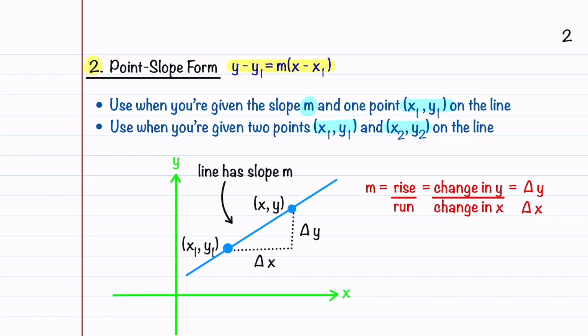Let's quickly see where this formula comes from. Let's say we're given 2 points on the line. The first point is (x, y), and the second point is (x1, y1). Our slope is equal to the change in y divided by the change in x, and that's equal to y − y1, all divided by x − x1. If we multiply both sides of this equation by x − x1 and flip the sides, we get the point-slope form equation y − y1 = m(x − x1).